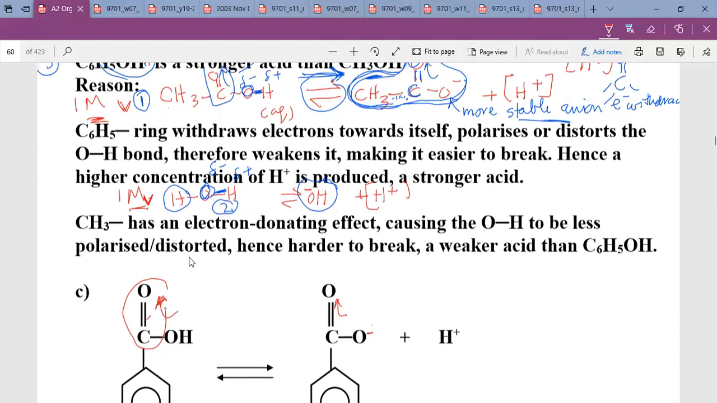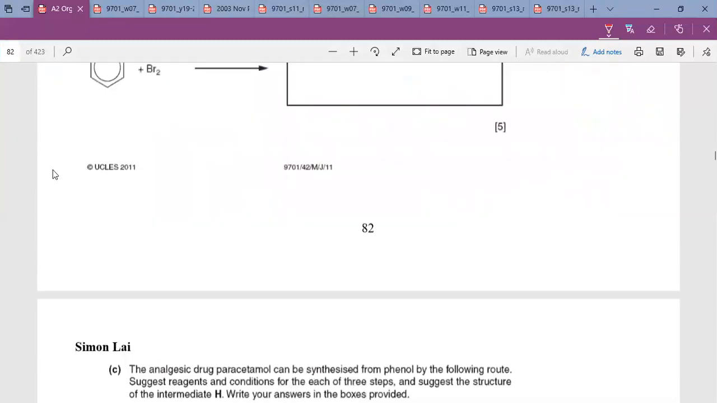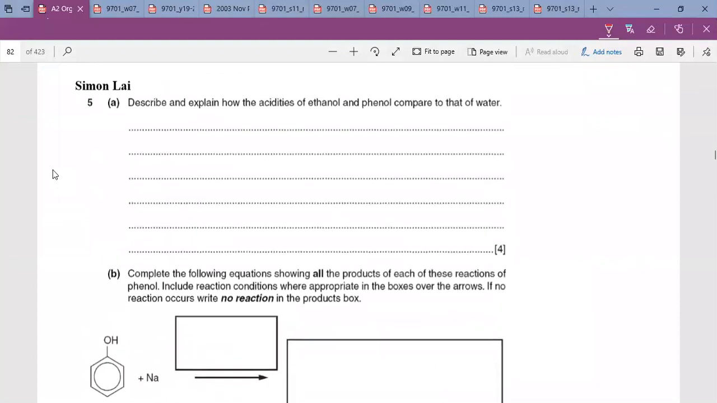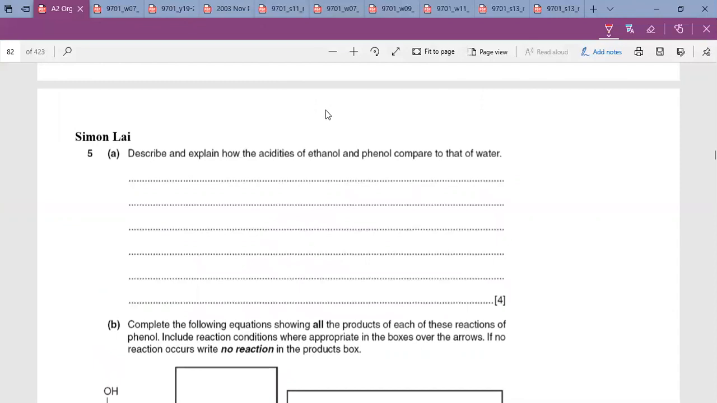Now, let's see how this is being asked in exams, okay? There's one part here. Describe and explain one. Okay, 82. We should end soon. Okay, 82 on acidity. Very good. Describe and explain how the acidities of ethanol, phenol and water compare. I'm going to put ethanol here on top.